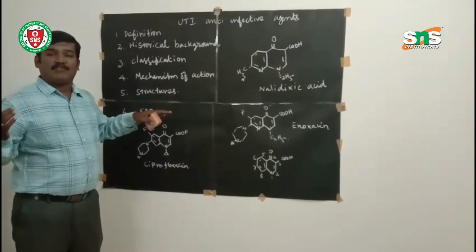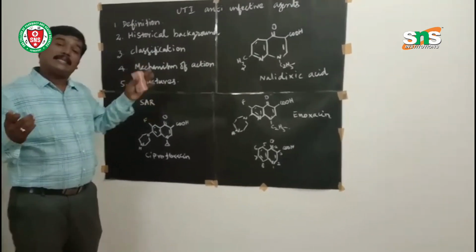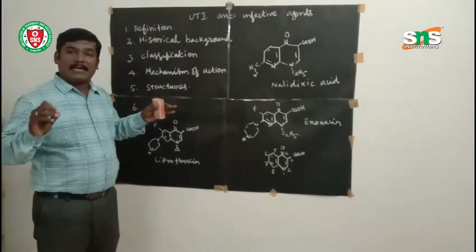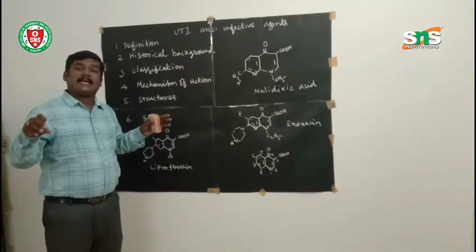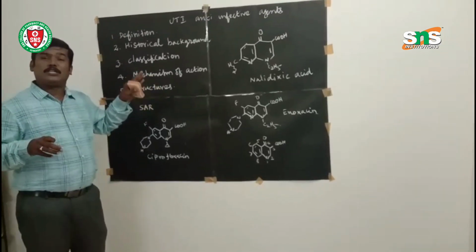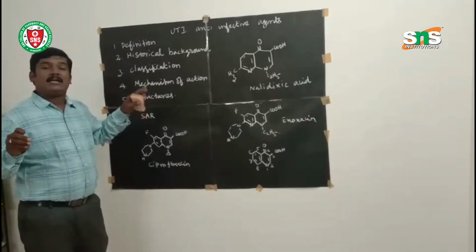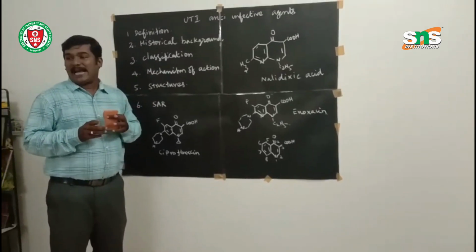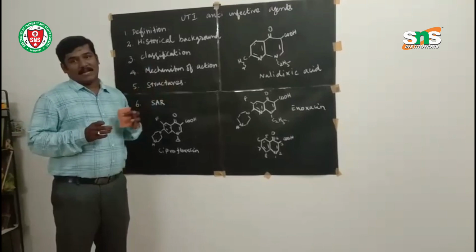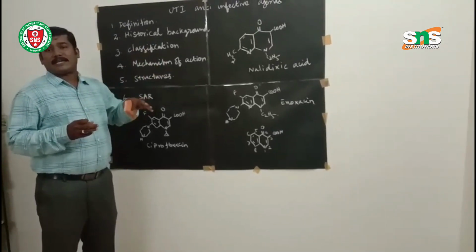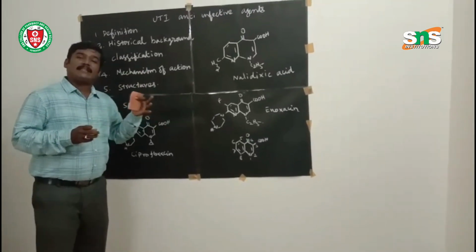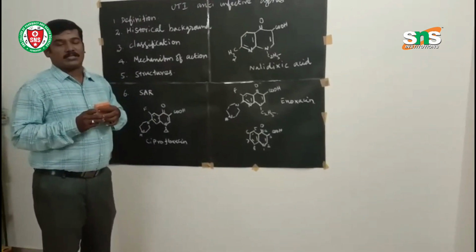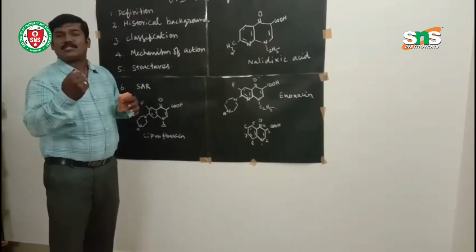The third and fourth generation quinolones are mainly effective against gram-positive bacteria. In addition to that, they are effective against Streptococcus pneumoniae and other bacterial infections. Examples for the third generation quinolones are gatifloxacin and sparfloxacin. In case of fourth generation quinolones, examples are gemifloxacin and moxifloxacin. These are all the four generations of quinolones.